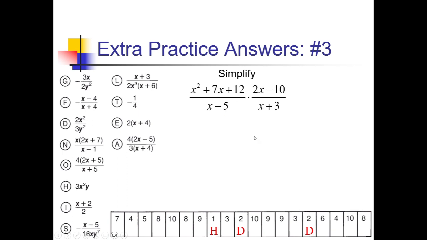Here we are on number 3. Now it's looking like I'm going to have to do some factoring in this one before I'm going to see anything that's going to cancel out. So let me take a look at my first fraction. In the numerator, I have factors of 12 that add up to 7. 1 and 12 doesn't work, neither does 2 and 6. 3 times 4 equals 12, and 3 plus 4 is 7, so x plus 3, x plus 4. I'll leave the x minus 5 down there for now. And over here with 2x minus 10, I can take out a 2 from that. That leaves me with an x minus 5. And again, we still have that x plus 3 hanging around there.